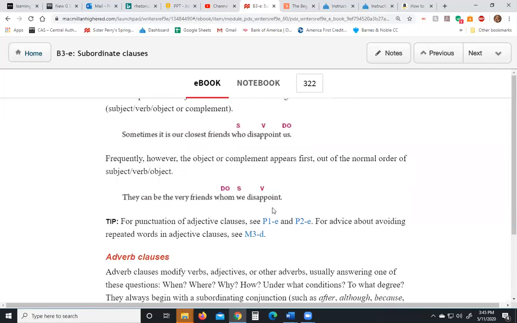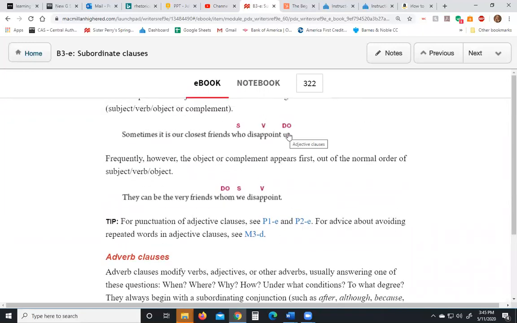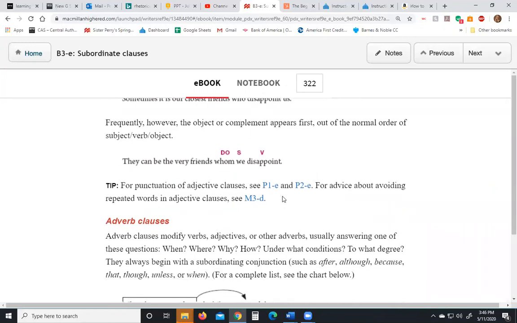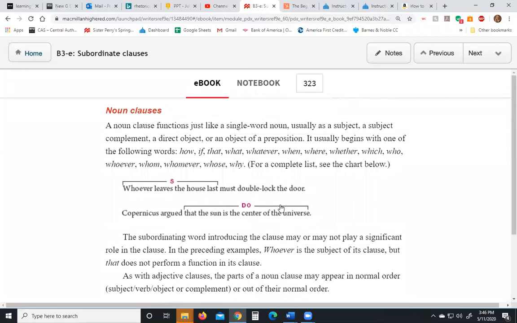Frequently, however, the object or the complement appears first. They can be the very friends whom we disappoint. So it's right there. It's kind of almost a little bit inverted. The direct object's right here. See, direct object. I don't know why I called it the object complement. Okay, we're going to just skim over adverb because those are the ones we're most concerned about.